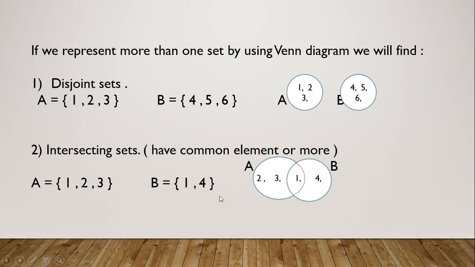Okay. For example, sets A and B. A equals 1 and 2 and 3. B equals 1 and 4. They have a common element, which is 1. These ones are disjoint, and these ones are intersecting.